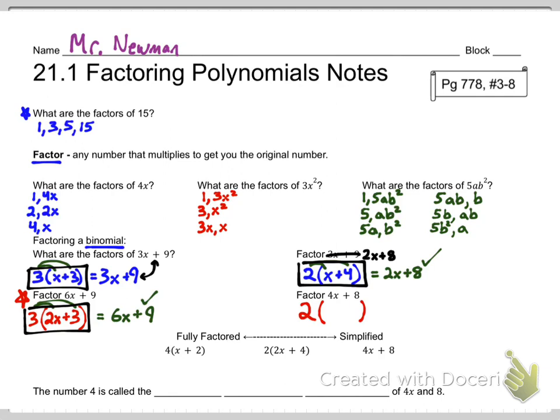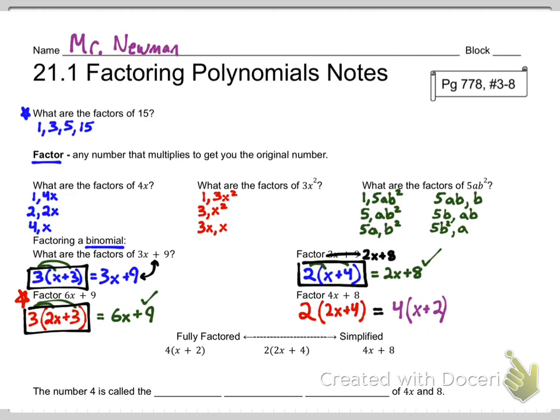Factor 4x plus 8. All right, did you get it? Well, a lot of you probably tried 2, and that does work because 2 goes into 4x and 2 goes into 8. You get 2 times x plus 4. But some other people in the class might have done 4 times x plus 2, because when you distribute that, you also get 4x plus 8.